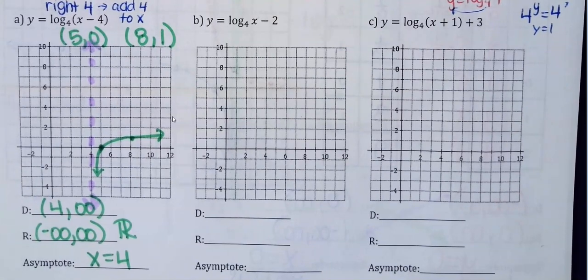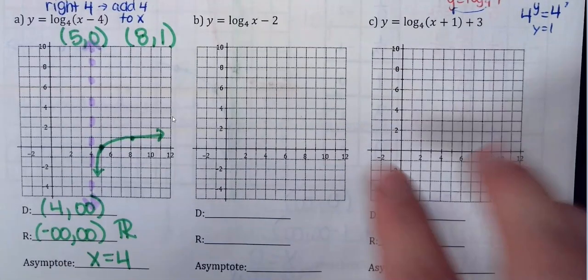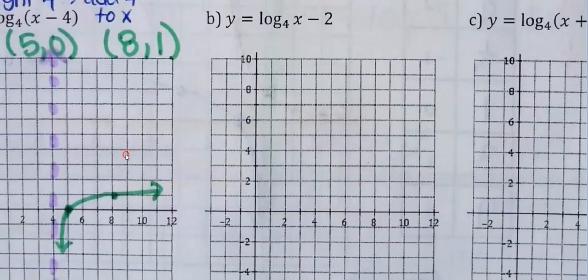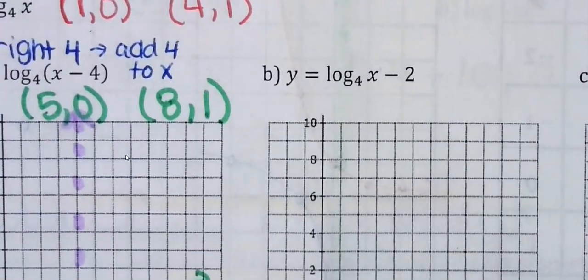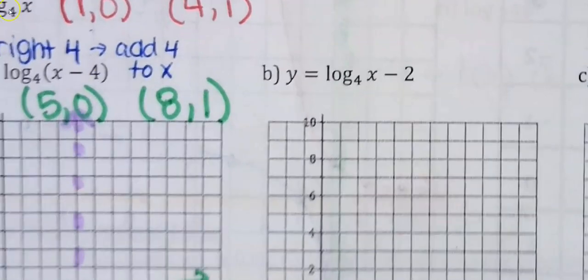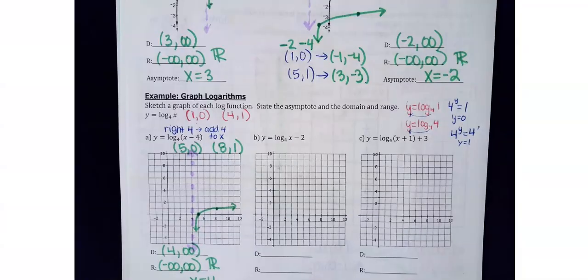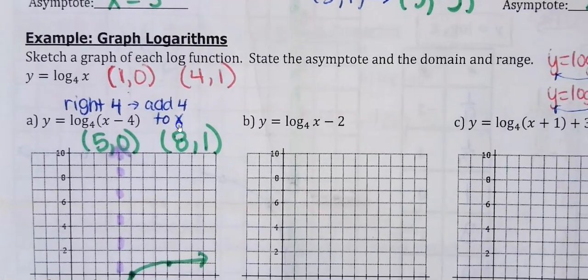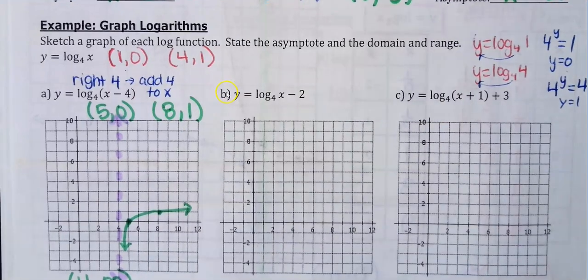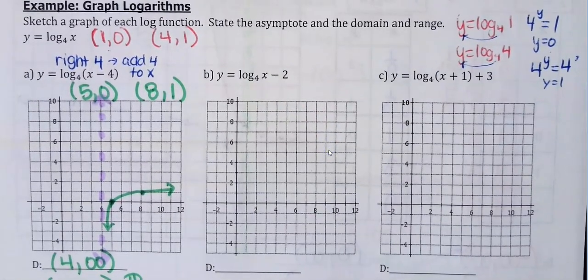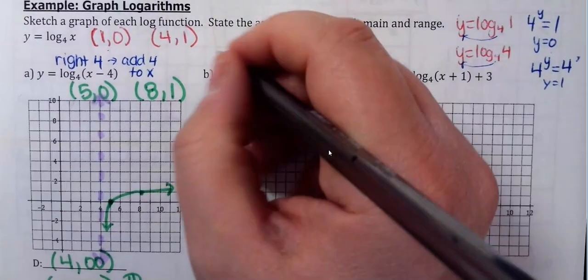If I look at the one in the middle here, I've got log base 4 of x minus 2. How would that graph shift? Sorry, I just messed something up, guys. How would that shift the graph of y equals log base 4 of x? What would the negative 2 do? Down 2, that's it. So this guy's going down 2.